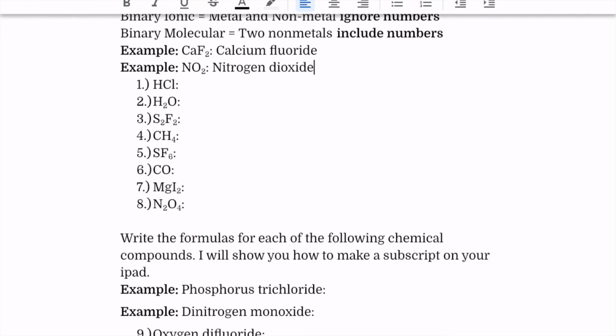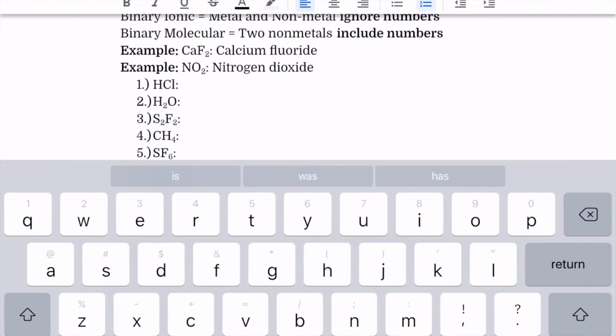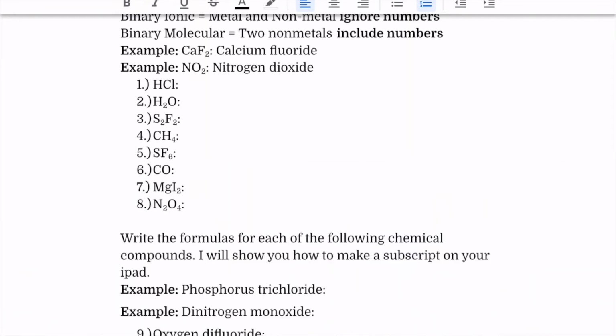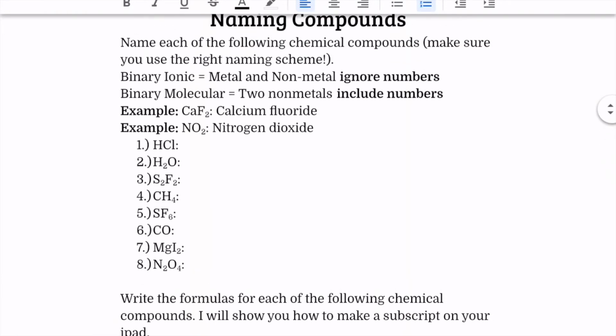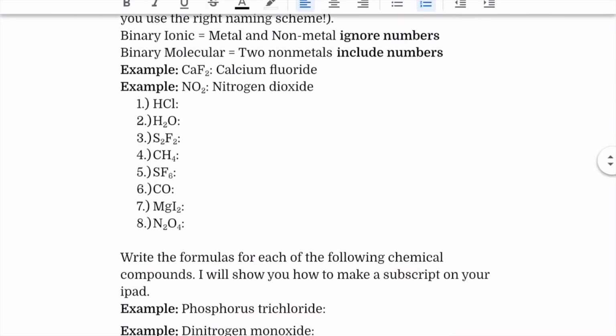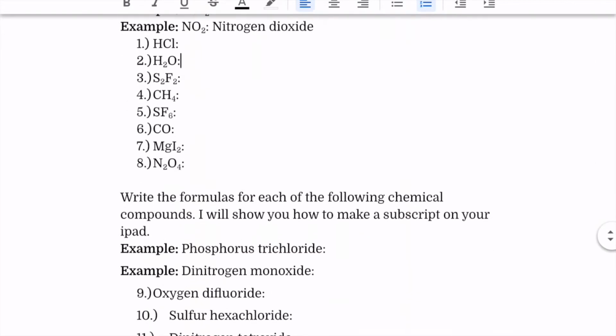So like for H2O, remember you need to include that prefix for that 2 in front of hydrogen. And then O, if there's nothing behind it, you need to assume that it's 1. So you need to write the name for 1, which is mono.